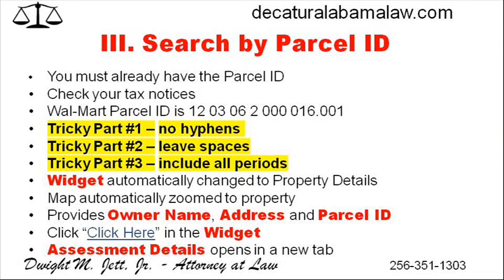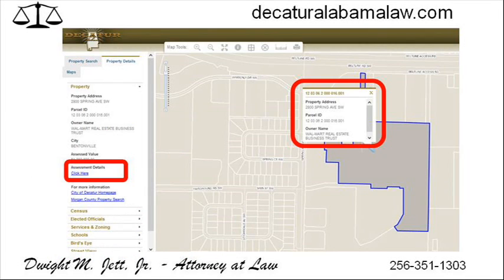The widget automatically changes to property details and the map automatically zooms to property. This will provide you with owner name, address, parcel ID. Look in the widget, click here in the widget. Assessment details opens in a new tab.